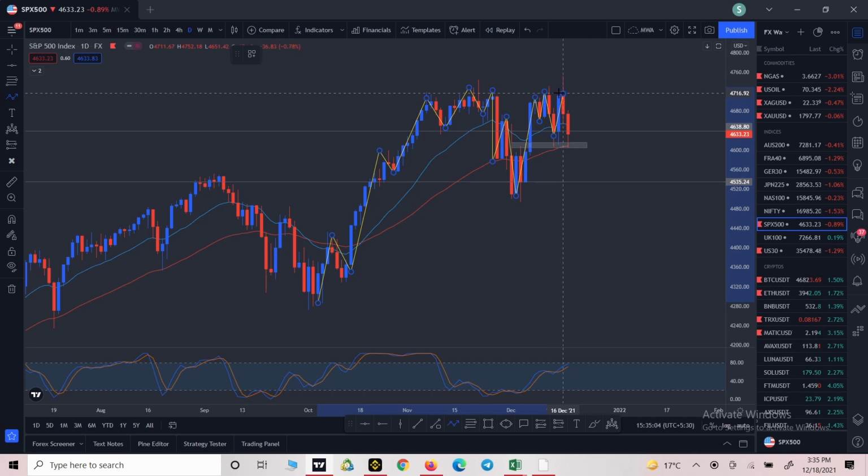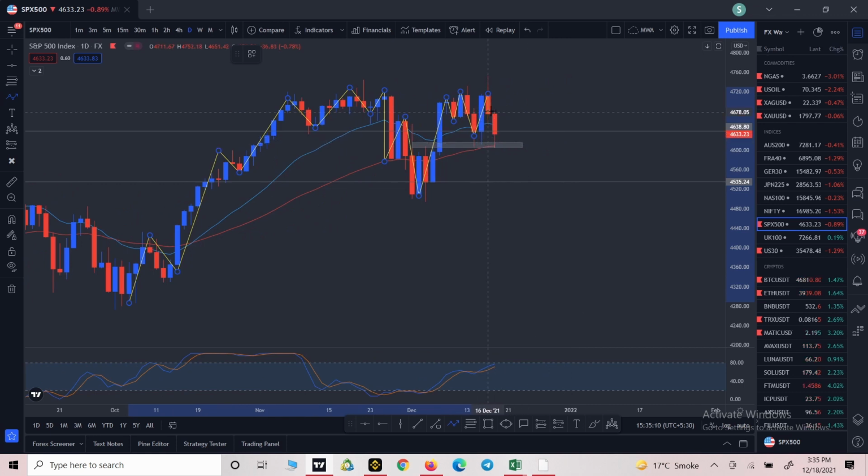Then we made a kind of double top, and right now the price, I think, barely broke and closed below this neckline of this double top. So what we are expecting in this market, as we can see, the price made a lower low recently.